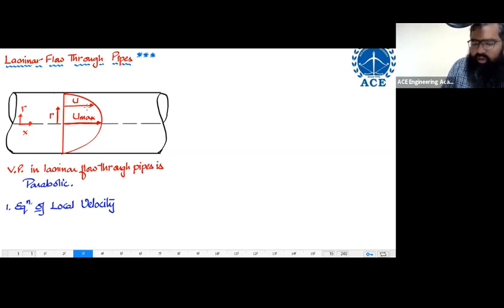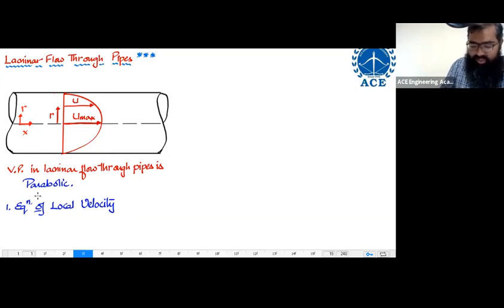Your local velocity is varying with respect to which axis? The only axis u is varying with respect to is r. I told you yesterday that we are going to have two axes, the r axis and the x axis. If you look at the x axis, every section is supposed to have the same velocity profile. That means with respect to x, u will never vary. U will only vary with respect to r. That is what you have to understand.